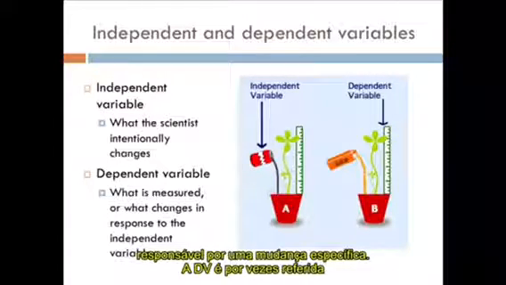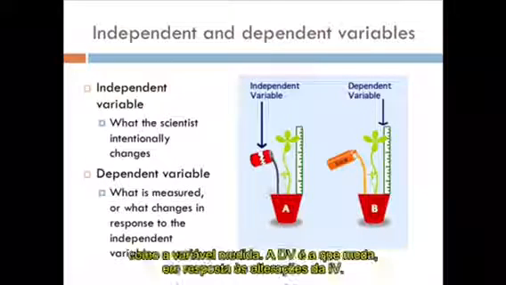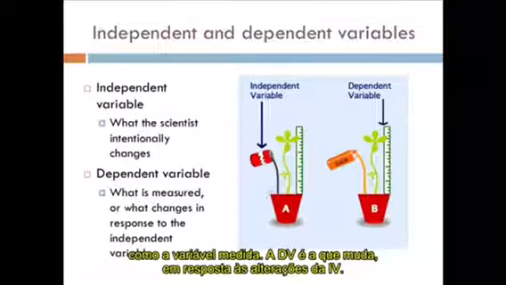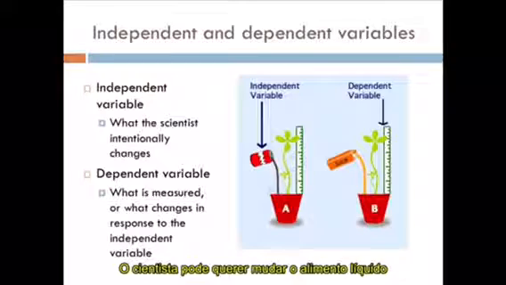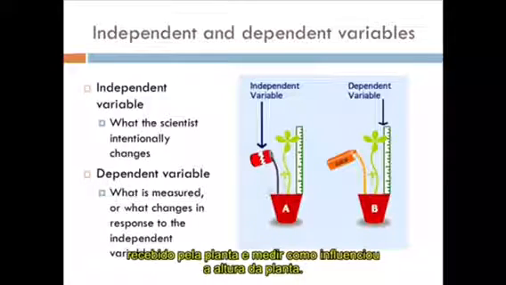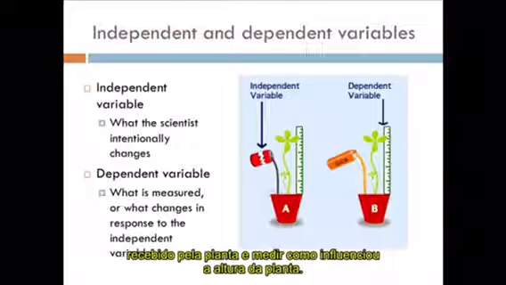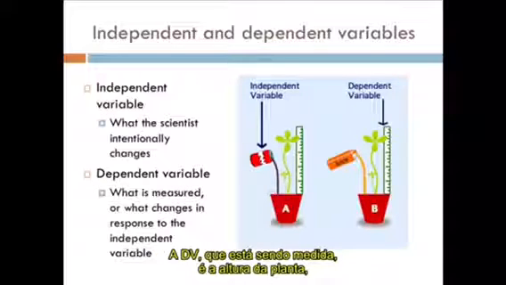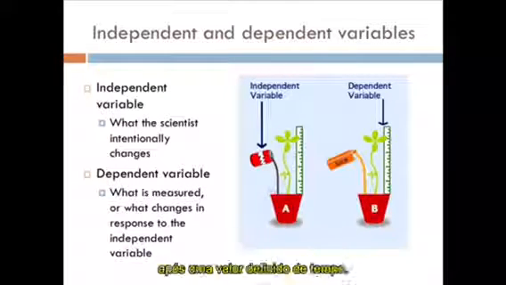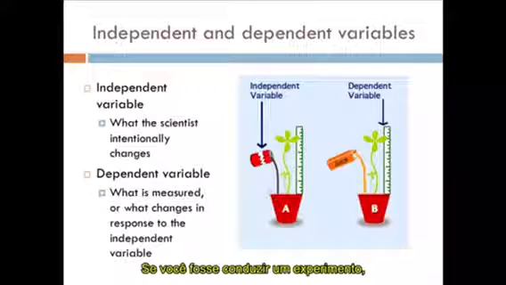for a particular change. The dependent variable is sometimes referred to as the measured variable. The dependent variable, or DV, is what changes in response to the independent variable being changed. The graphic to the right provides an example. A scientist might want to change the liquid food that a plant gets and measure how that affects the height of a plant. The independent variable, that which is intentionally changed, is the type of liquid used. The dependent variable, what is being measured, is the height of the plant after a set amount of time.